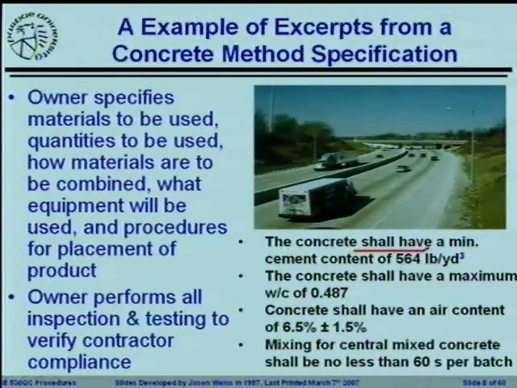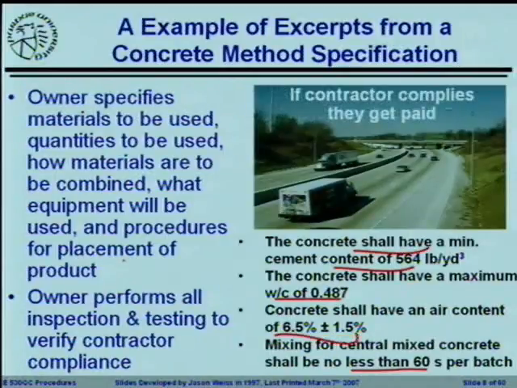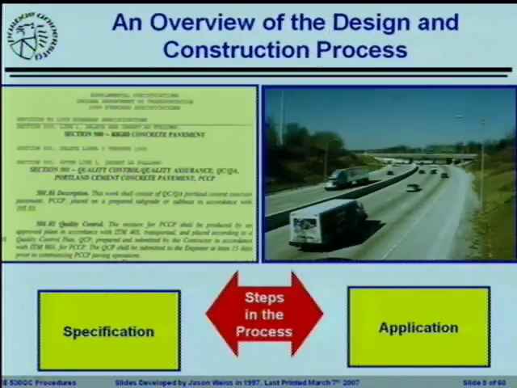The concrete shall have a minimum cement content of 564 pounds, shall have a maximum water to cement ratio of 0.487, shall have an air content of 6.5 plus or minus 1.5%, shall be mixed for 60 seconds. Right? You could go through and do prescriptive specifications using this type of approach. The basic idea here is that the owner is going to make sure that the contractor complies with this. Right? If the contractor complies, they get paid and everyone is happy.